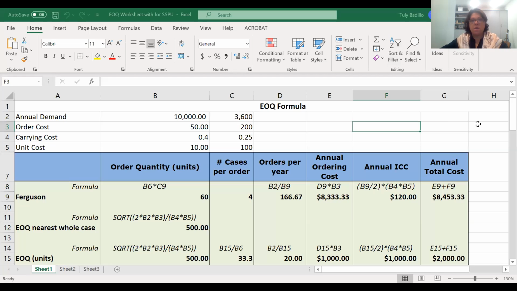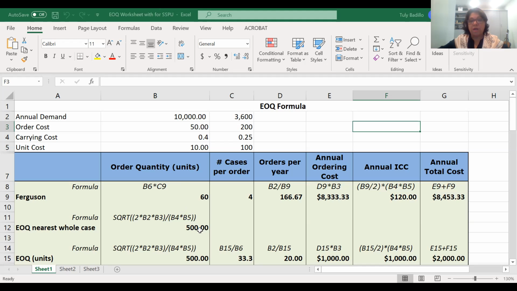Now we're going to do EOQ in Excel format. Okay, so now doing EOQ by hand when you're quantifying and you're working for a company is not reasonable. So you have to learn how to do EOQ in Excel, right? So I'm sharing with you the formula. So in here, we're going to use the 10,000, which is the annual demand from the formula we saw before, the $50, which is the order cost, the 0.4, which is the carrying cost, and $10 was the unit cost. So these are the givens.